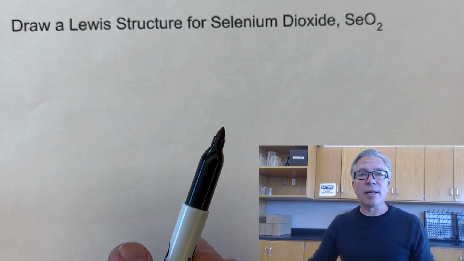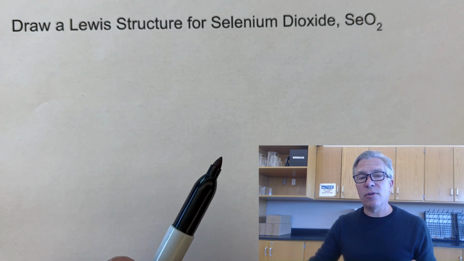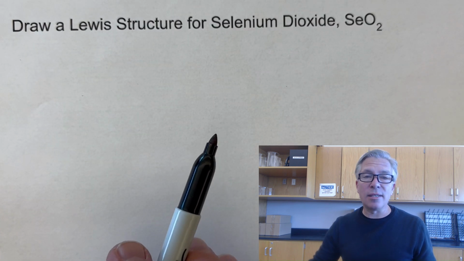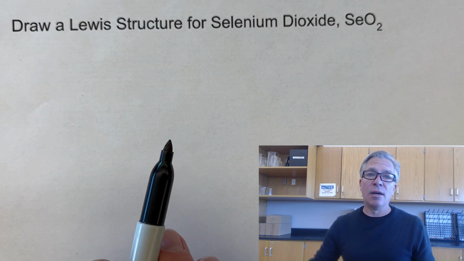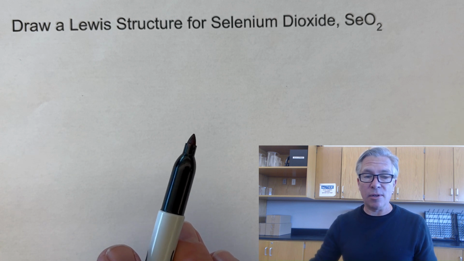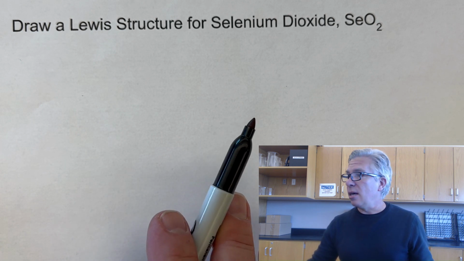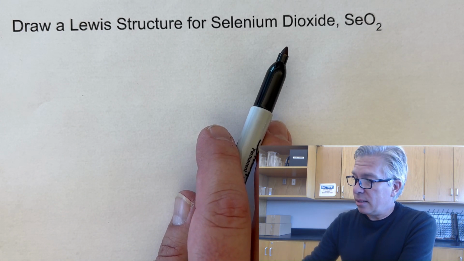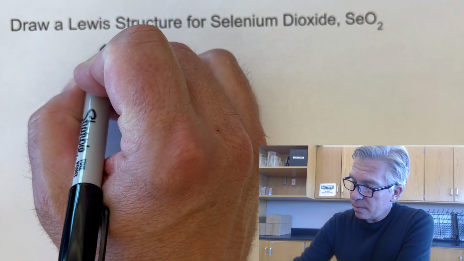Today, we're going to be looking at a couple of Lewis structures that involve something called resonance. And if you've never heard of resonance before, just wait till you see these Lewis structures and you'll see why we need to introduce this concept of resonance. So let's get started. My prompt here says selenium dioxide, and that's the molecule we're going to draw.